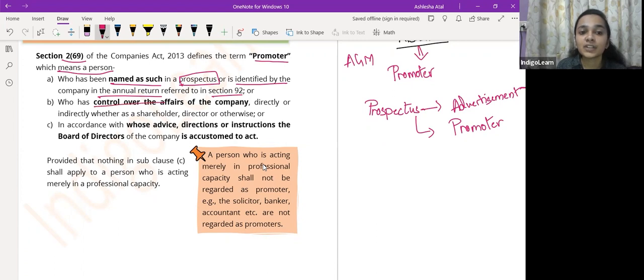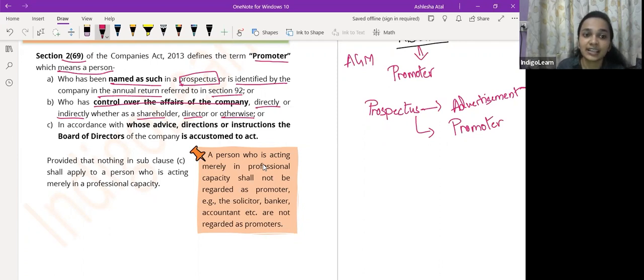Who has control over the affairs of the company directly or indirectly, whether as a shareholder, director, or otherwise. So the second point here states that promoter is a person who has control over the affairs of the company. He is a part of managing and controlling the affairs of the company, either directly or indirectly. It can be in the form of a shareholder or a director or any other person. So a promoter is a person who has some certain control, or he could be a person who has certain control over the management of the company or over the affairs of the company.